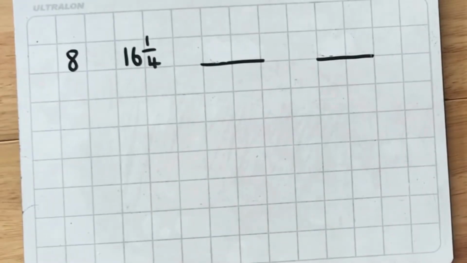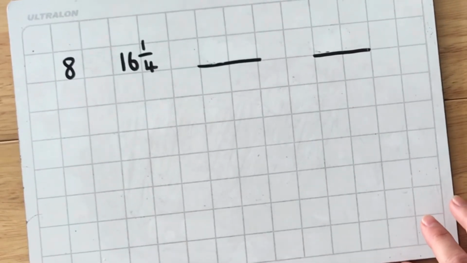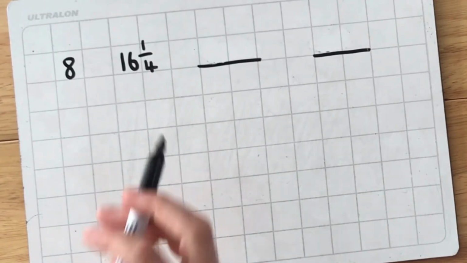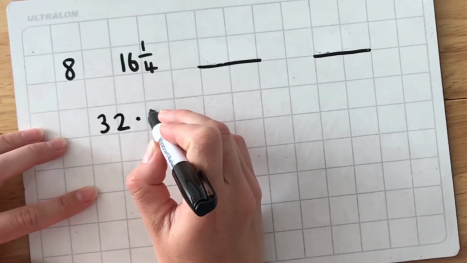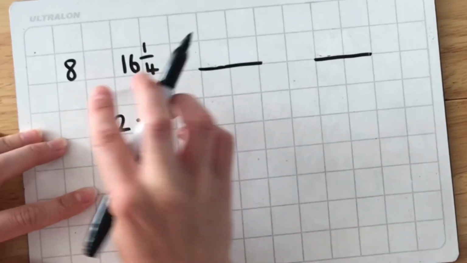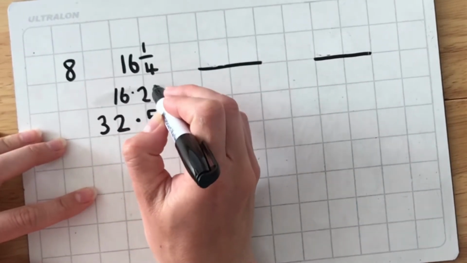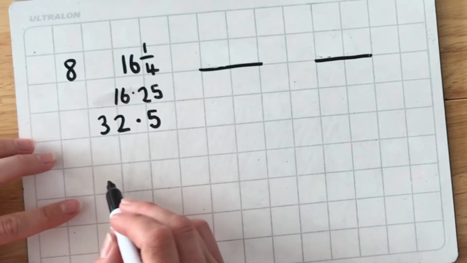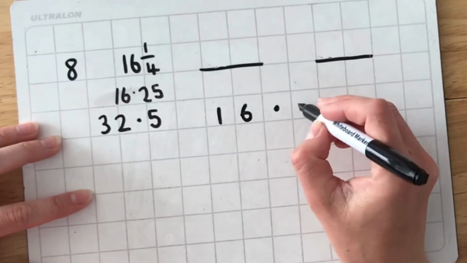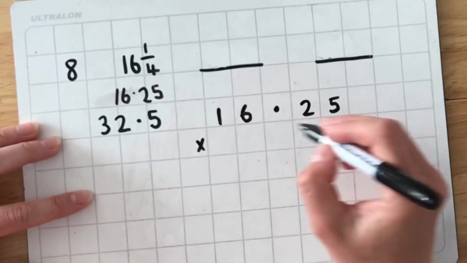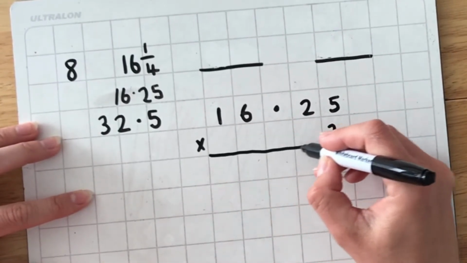Question number 32. You've got some numbers, you have to double them and add a quarter. If you have a look at the first one, 16 and a quarter, to double that, what I would do is I would double my 16 first of all, which gives you 32. And then double a quarter gives you a half, so 32.5. 16 and a quarter is the same as 16.25. You could also use your formal method if you're more comfortable that way. So 16.25 times 2. It just takes a little bit longer.